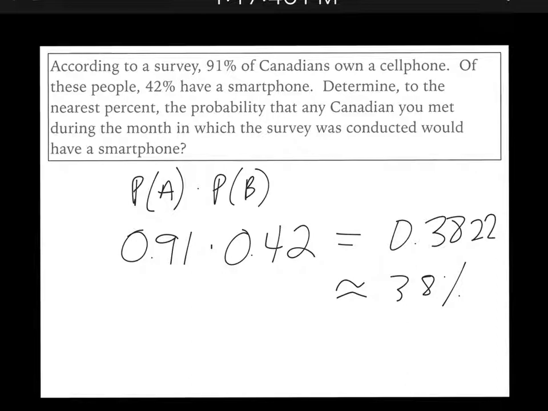So even though it says 42% of the people who have cell phones have smartphones, it's only 38% of all Canadians. This is just something you have to remember, that when you're given two probabilities like this, generally speaking, what you do is multiply them together. The hard thing about this unit is really telling the different types of problems apart and knowing when you have to do this. I know that's tough. It's just a matter of practice though, so we'll try to get you as much practice as we can so that you feel comfortable with it, but there isn't much more to it.